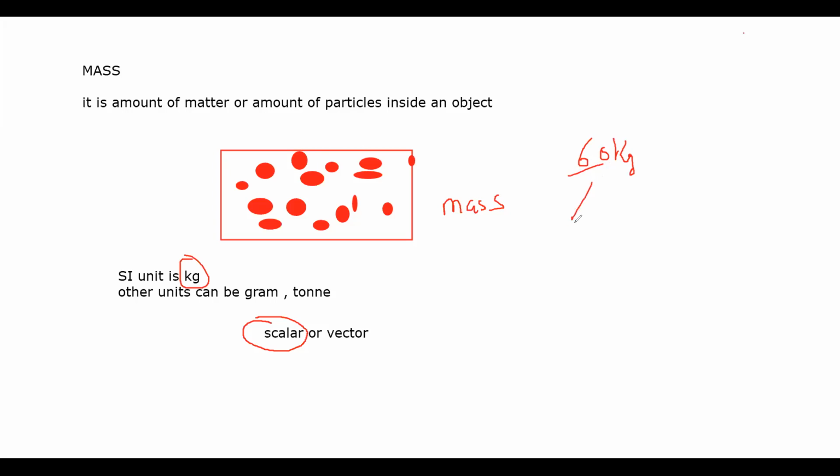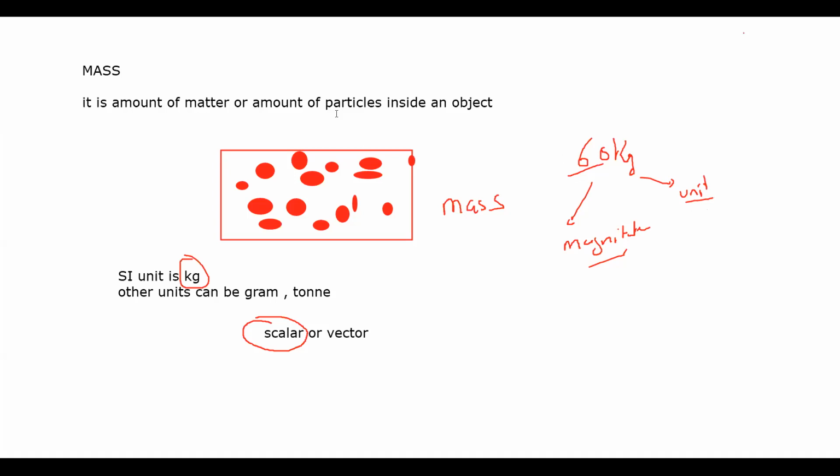So 60 is the magnitude, where kilogram is the unit. So it has a magnitude and a unit, but it does not have a direction. You don't specify that my mass is 60 kilogram in east, west, north, south, upward, downward, right, left. These directions are not included. That's why we call it a scalar quantity.